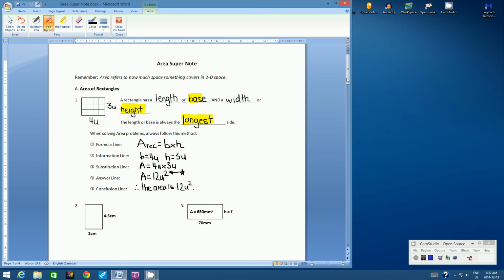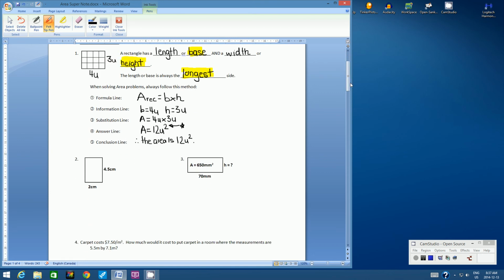Okay, let's go on to example 2. Example 2, we're given a diagram. One measurement is 2 centimeters, one measurement is 4.5 centimeters. So which one would be the base? Well, the base is always the longest side. So let's just write here, base equals 4.5 centimeters, and therefore the other measurement must be the height. Now, it doesn't matter which measurement lies on the vertical axis or the horizontal axis. Just follow the rule that the longest side is always going to be the base.